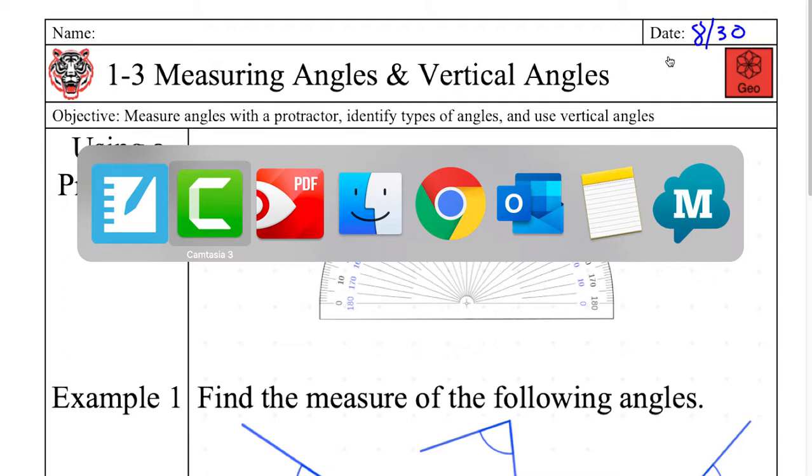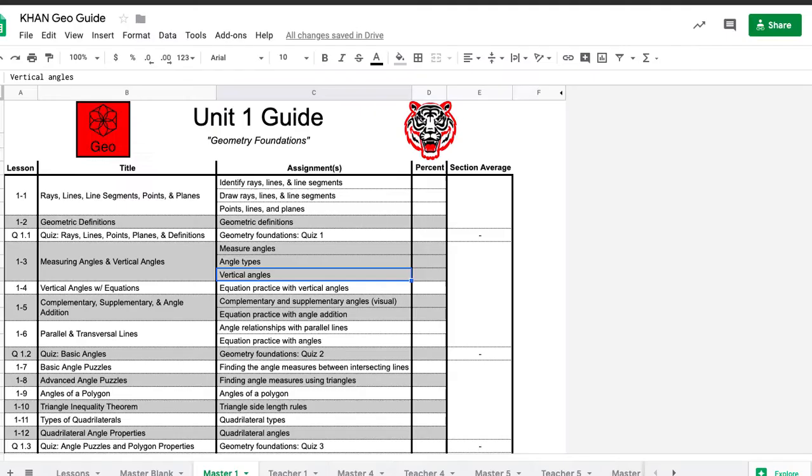So before we begin, make sure that we've done the homework. If I come back over here to geometry, we can see that today we are doing measure angles, angle types, vertical angles. All those three assignments are going to be on Khan Academy. Then we'll have that nice 3-day weekend, and when we come back on Tuesday, we're going to be on lesson 1-4. No surprise quizzes or anything. So make sure you've done your homework, your quiz, finished up your quiz, got your nice score from yesterday. And make sure that you've been updating your unit guide.